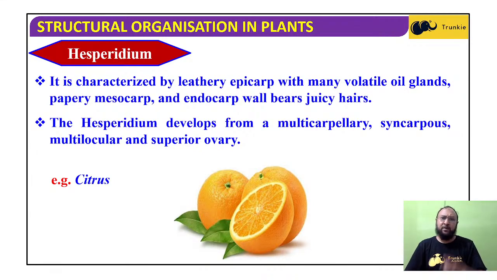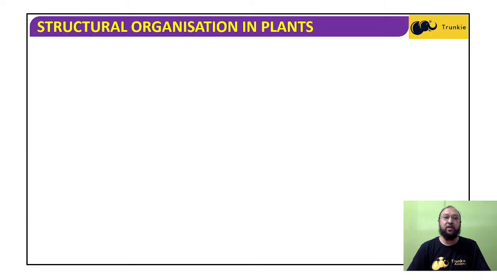Here we find the leathery epicarp, and the volatile oil glands are present. When you squeeze the covering of these citrus oranges, you'll find volatile oil glands. Then the mesocarp is a very thin covering, and the endocarp bears the juicy hairs that we eat. So in the case of Hesperidium fruit, for example citrus or orange, we are eating the endocarp. It develops from a multicarpellary syncarpous, multilocular superior ovary.